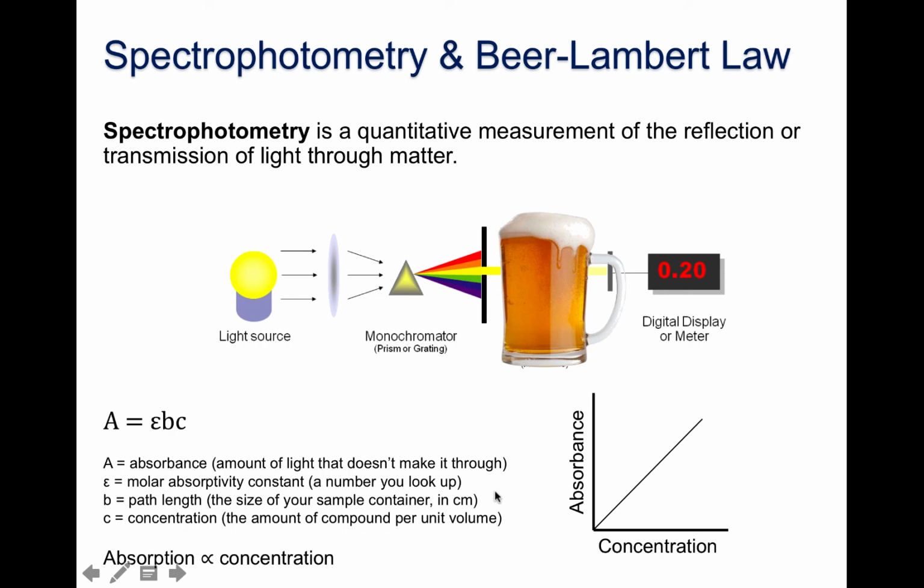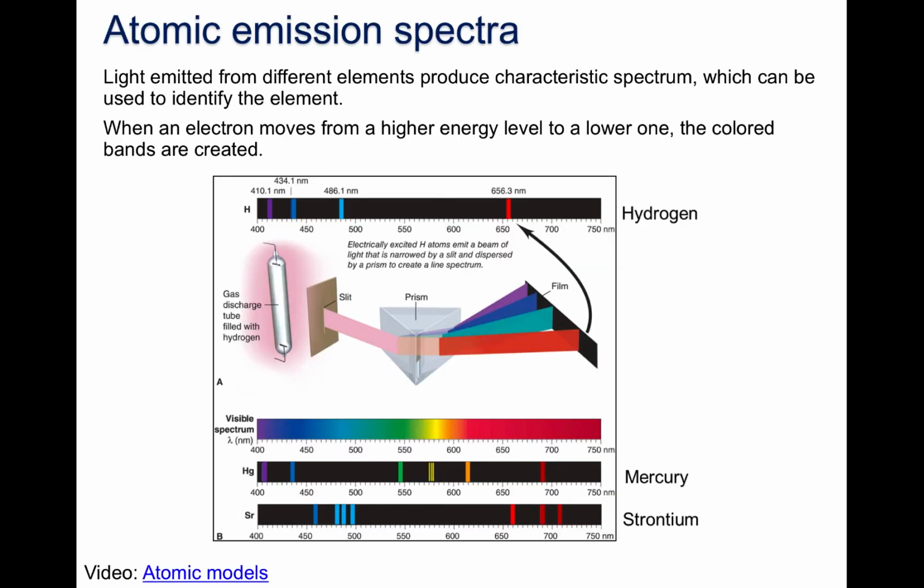You won't actually have to use this equation, but you can see that there is a direct relationship between absorbance and the concentration of the sample. So this is a quantitative way that we can look at how much of a certain analyte or a chemical that we are interested in measuring is in a sample.